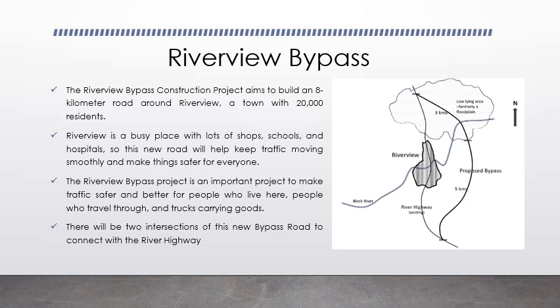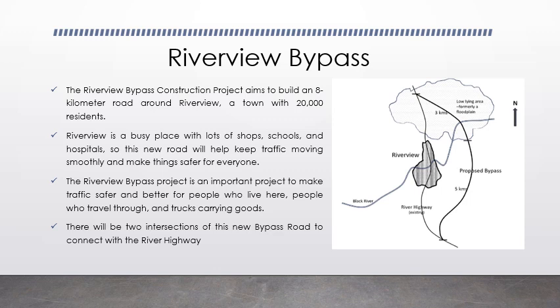Project Overview. The Riverview Bypass Construction Project aims to build an 8-kilometer road around Riverview, a bustling town with 20,000 residents. Riverview is a vibrant community with numerous shops, schools, and hospitals. Given this high level of activity, the new bypass road is essential for keeping traffic moving smoothly and enhancing safety for everyone. This project is vital not only for the residents of Riverview but also for people traveling through the area and for trucks carrying goods.